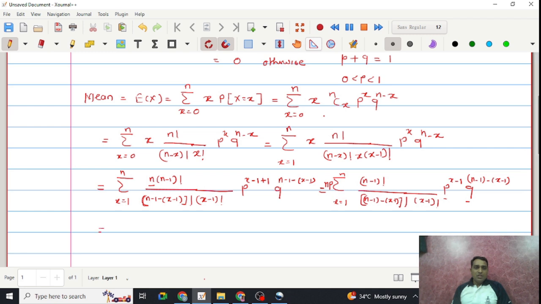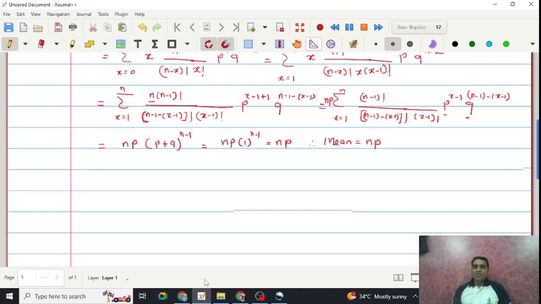This is the binomial expansion of p and q, which equals np times (p plus q) raised to the power n minus 1. But we know p plus q is 1, so np into 1 raised to n minus 1, and finally we get np. So this is the mean of the binomial distribution. Therefore mean is equal to np.